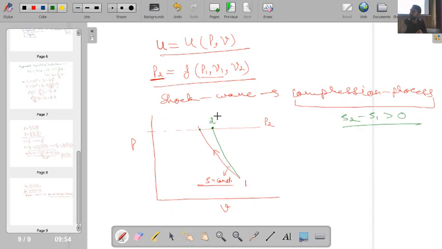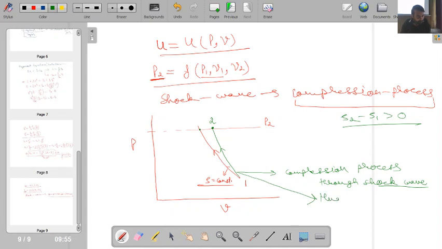Is this point clear? So this is the compression process through the shock wave. Is this one clear? And this type of curve is also known as the Hugoniot curve.